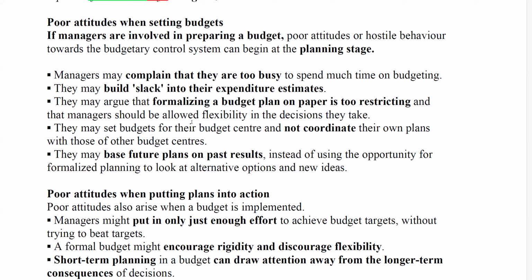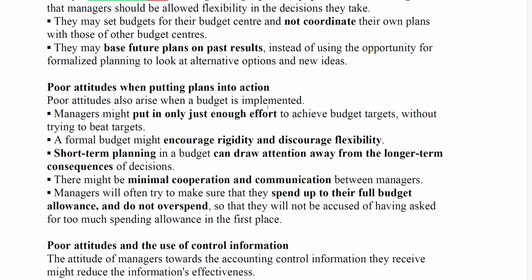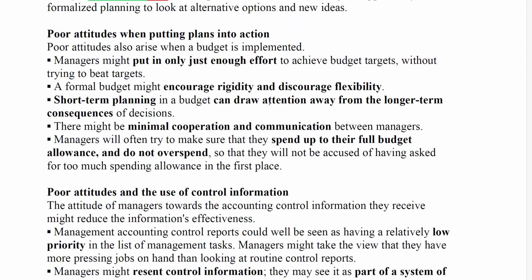They may set budgets for their budget center and not coordinate their own plans with those of other budget centers, right? So it may lead to lack of goal congruence or dysfunctional decision-making or dysfunctional behavior. They may base future plans on past results instead of using the opportunity for formalized planning to look at alternative options and also new ideas, right? So this is from the planning stage. When people are now putting those plans into action, there may be some poor attitudes or behavior as well.